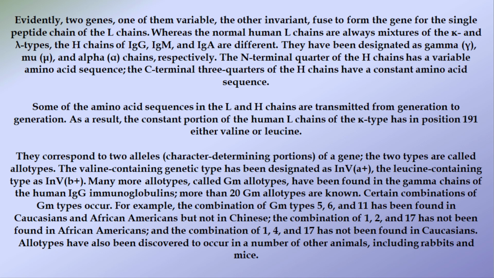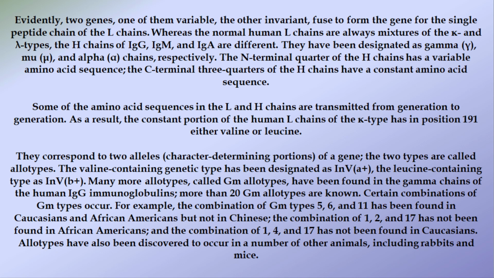Whereas the normal human L chains are always mixtures of the kappa and lambda types, the H chains of IgG, IgM, and IgA are different. They have been designated as gamma, mu, and alpha chains respectively. The N-terminal quarter of the H chains has a variable amino acid sequence. The C-terminal 3/4 of the H chains have a constant amino acid sequence.